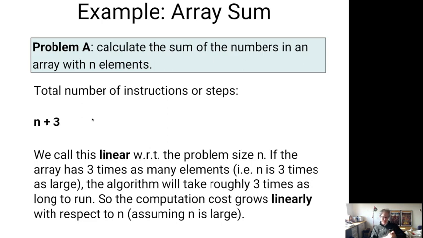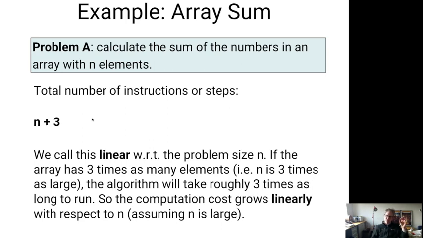So the thing to think about here is if the array had 3 times as many elements, so if n is 3n, if it's 3 times as big, the algorithm is going to take about 3 times as long to run. So the computation grows linearly with respect to n. So as n gets bigger and bigger and bigger, it grows linearly.